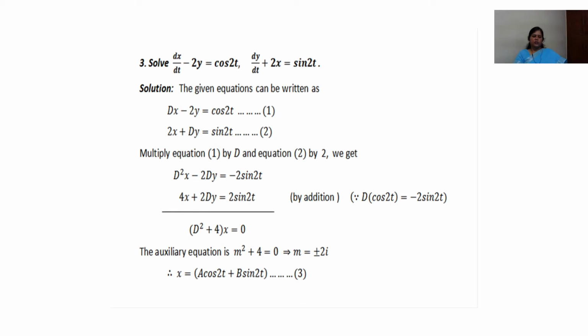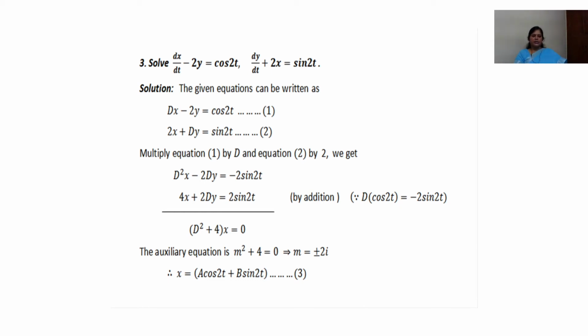So here the equation (D² + 4)x = 0 we are getting, because minus 2 sin 2t plus 2 sin 2t will cancel, and we get 0 on the right side. If it is 0 on the right side, only the complementary function we have to find out. That itself is the x value here. So x is equal to the complementary function of a complex root, with alpha equal to 0 and beta equal to 2, which is a cos 2t plus b sin 2t. Therefore x is equal to a cos 2t plus b sin 2t.